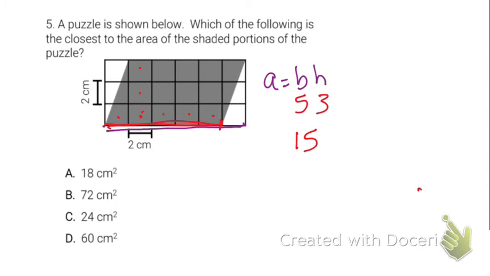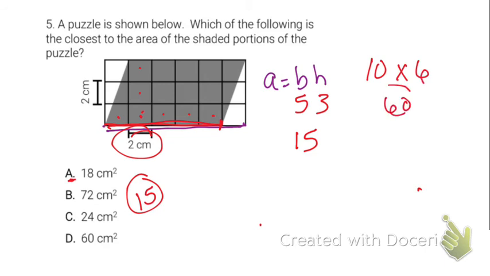Shaded portion would be 5 times 3 is 15. It should be correct. There should be an answer here that says 15. Okay, the closest one here is 18, but... Oh, I see. Your scale here. So 10 times 6. There we go.